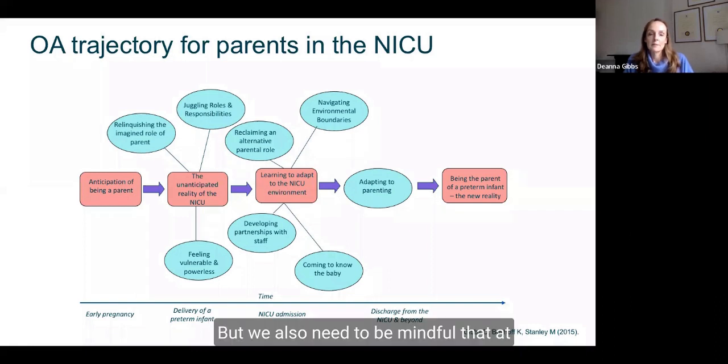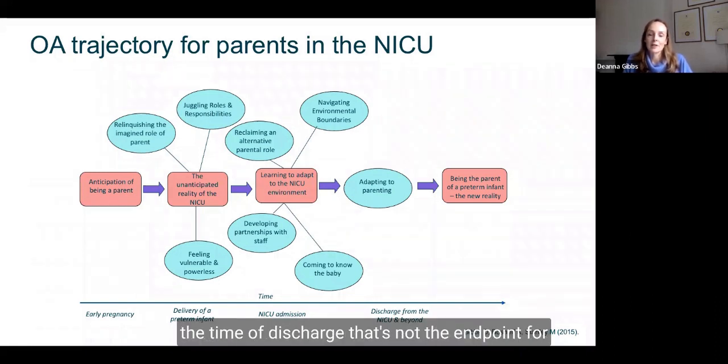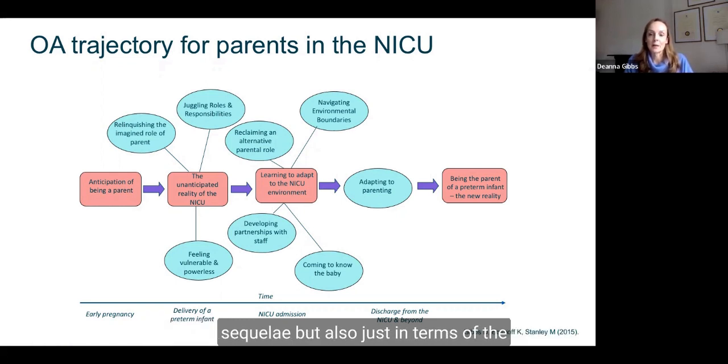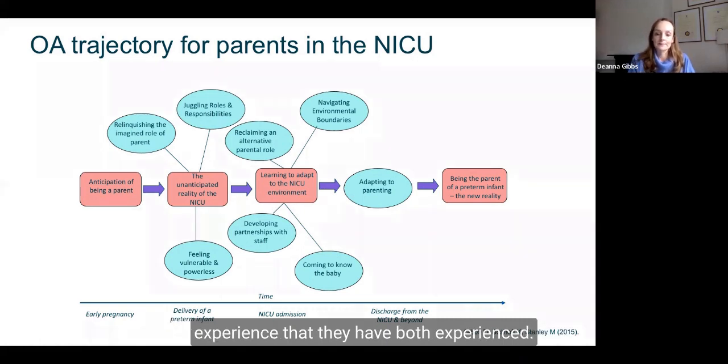But we also need to be mindful that at the time of discharge, that's not the end point for these families, that becoming the parent of a preterm infant results in quite a new reality for them as they discharge from the neonatal unit and beyond, whether that's because they have a high-risk infant who is being followed up for neurodevelopmental sequelae, but also just in terms of the impact on them and their parent, on their relationship with their baby because of this traumatic experience that they have both experienced.